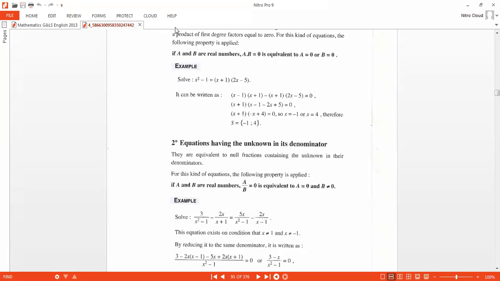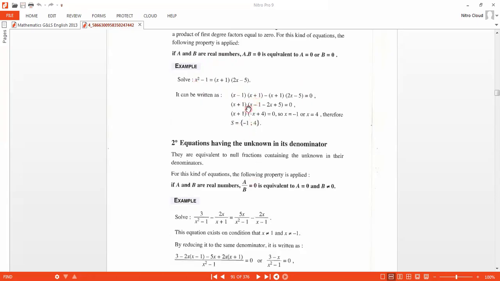Let us take an example. So here we have x squared minus 1 equals x plus 1 times 2x minus 5. The first thing I'm going to do is bring everything to the left side equals 0 and factorize. First of all, x squared minus 1, according to the identities that we have explained, is equal to x minus 1 times x plus 1, right? So now I have a common factor, which is x plus 1. So we take x plus 1 as common.